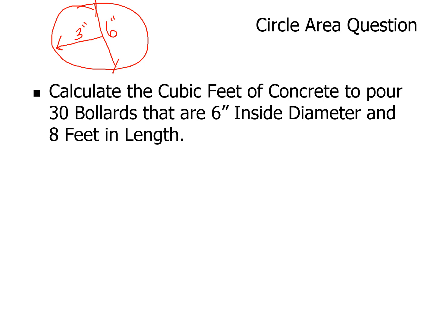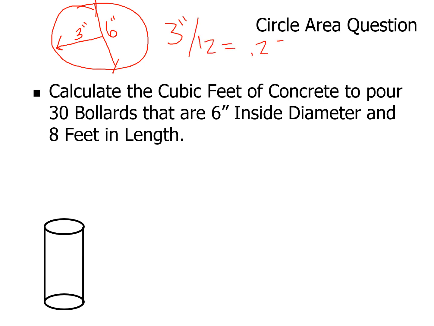So I need to calculate the area of this first. Now remember, we said the area of a circle is pi r squared. Remember, cakes are round, pies are square. So pi times the radius times the radius. I know the radius is 3 inches, and I can convert that to feet by dividing 3 inches by 12, and that gives me 0.25 of a foot. Now I can plug it into my formula. The reason I did that and didn't leave it in inches is because the answer wants to know in cubic feet.